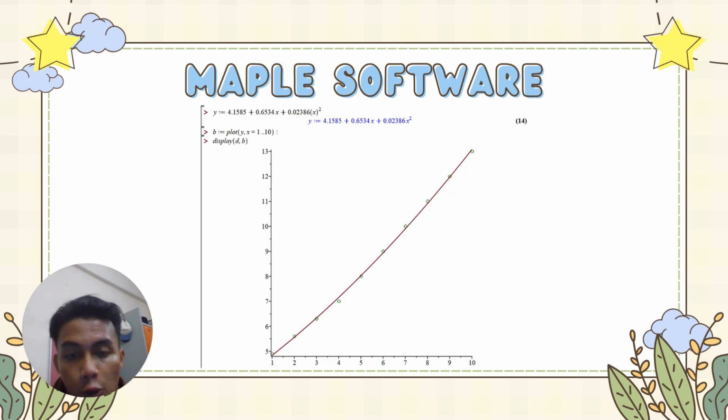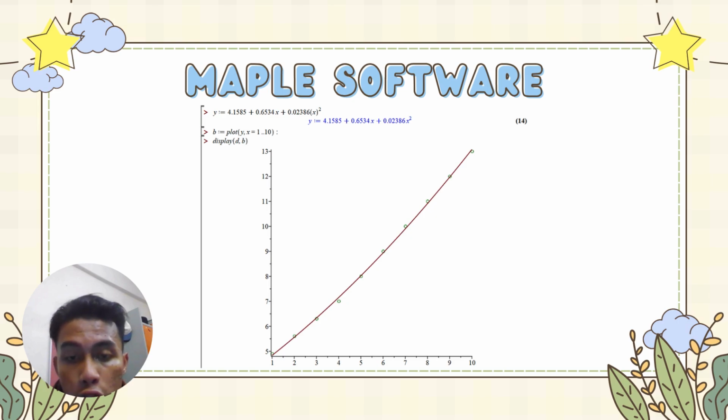So next, we want to show the best fit of the quadratic curve. As you all know, the general equation for the quadratic curve is ax squared plus bx plus c. So we put the value that we get earlier in this equation. So y equal to 4.1585 plus 0.6534x plus 0.02386x squared.